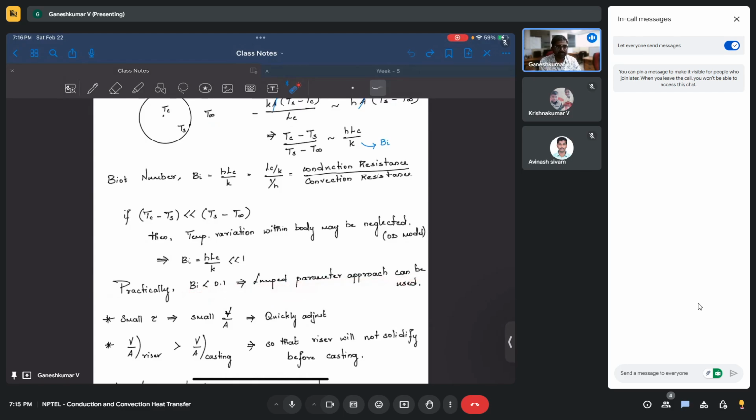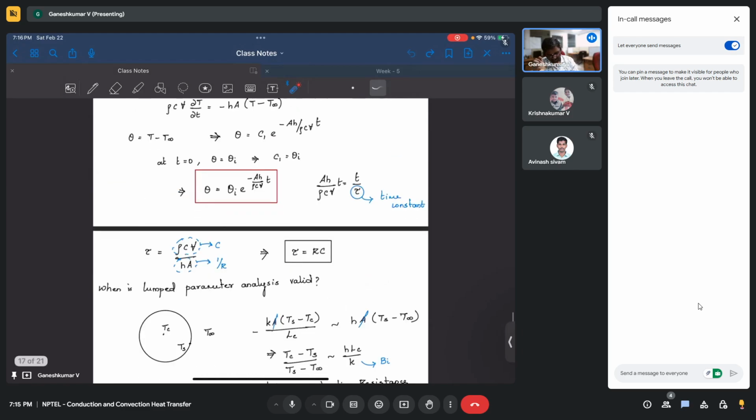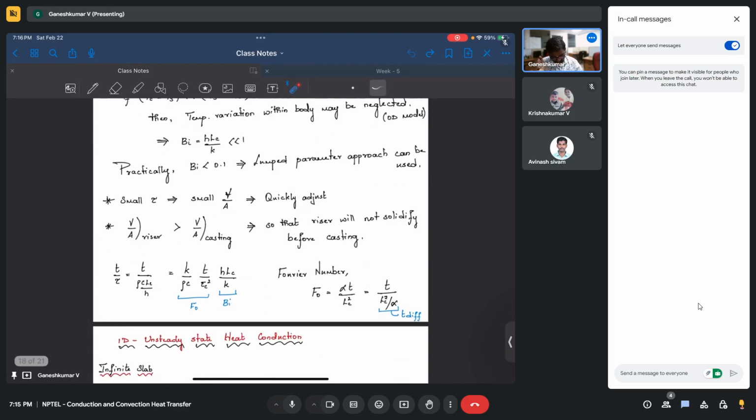So when the Biot number is less than 0.1, the whole sphere will be of uniform temperature or near uniform temperature, which means Tc and Ts, the center temperature and the surface temperature, will be almost equal. And if this is the case, then you can safely apply the lumped parameter approach, which is exactly the approach that we were talking about. And then we studied the time constant, which is just the manipulation of the equation. And then you also have the Fourier number that we saw.